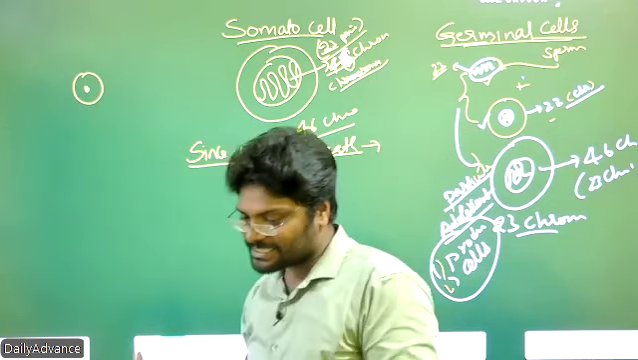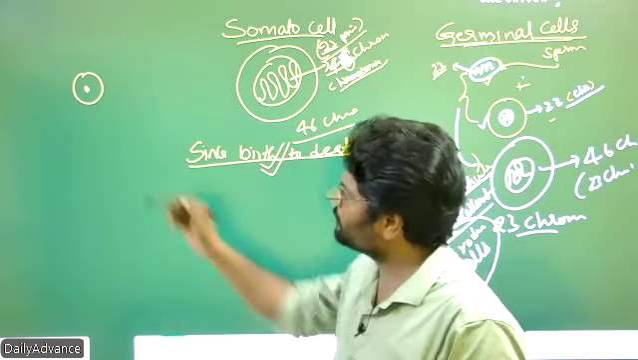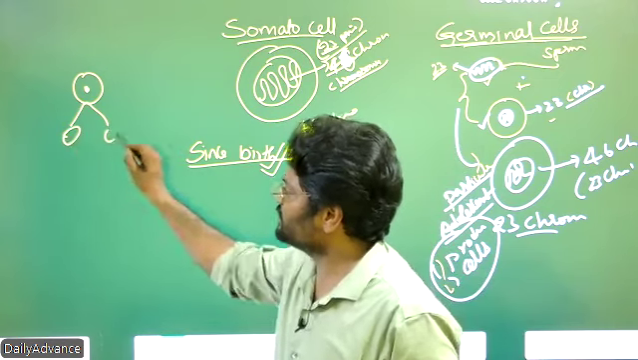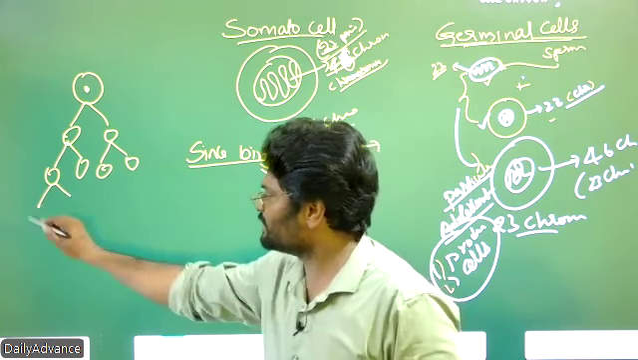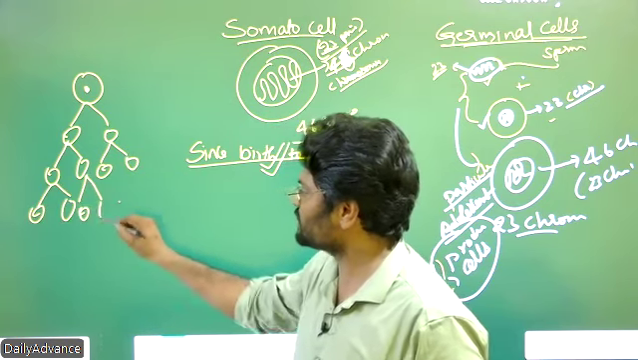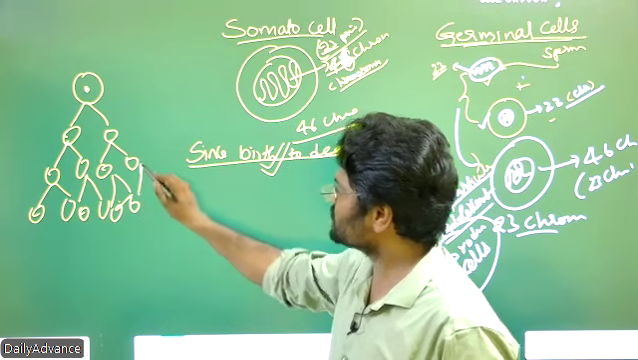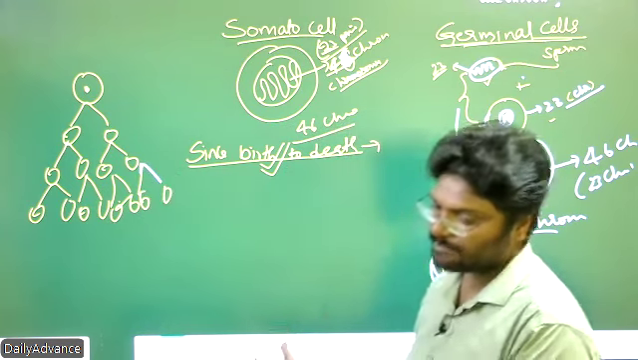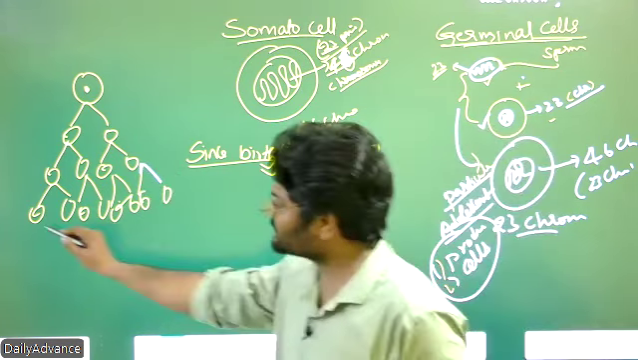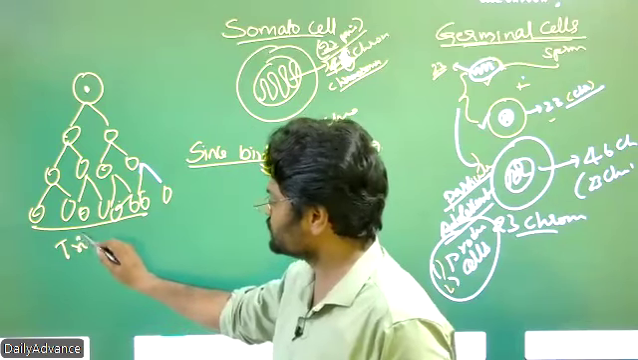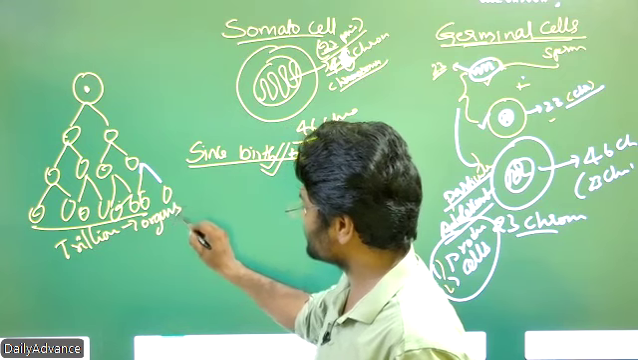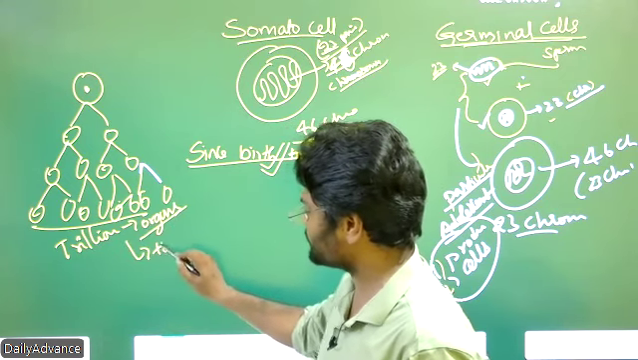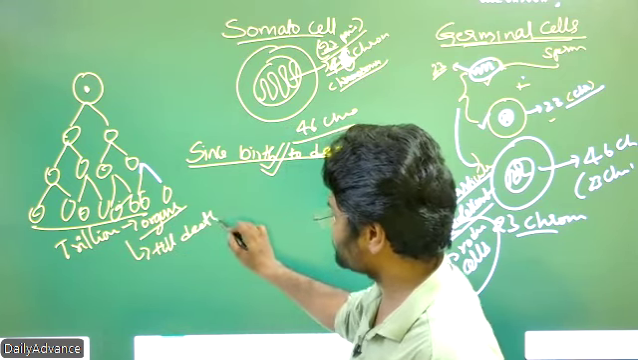So this single cell multiplies, and again multiplies, and again multiplies. Each one again multiplies. This is what we call mitosis cell division. This is how a single cell, after undergoing mitosis cell division, becomes trillions of cells. These trillions of cells are organized into organs. Once these organs are formed, they are permanent till death.